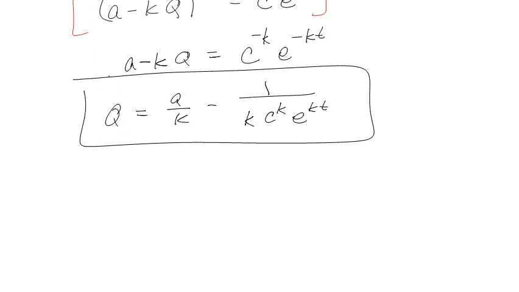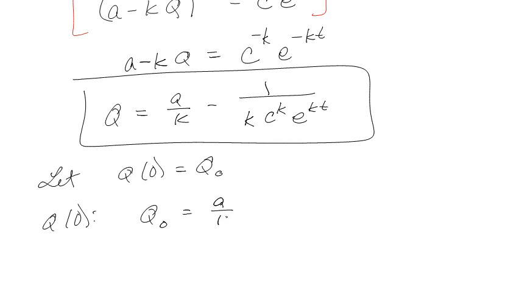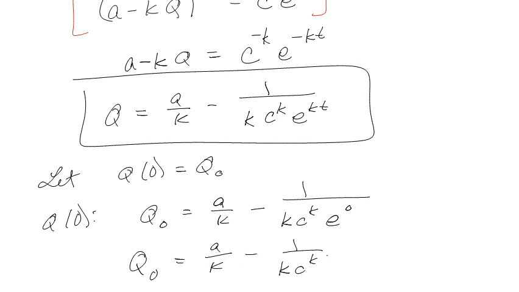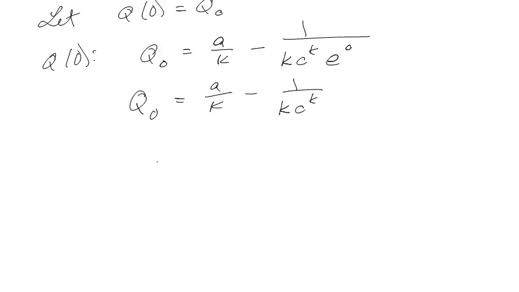So I've got this lovely little equation for Q. Now, again, we're going to come in here and say that at time equals 0, Q is equal to Q naught. So at time equals 0, Q is equal to Q naught, which is A over k minus 1 over k C to the k e to the 0. So Q naught equals A over k minus 1 over k C to the k. And I can mess around with that a little bit more, and I can solve that 1 over C to the k is equal to A minus Q naught k, just by multiplying everything through by k and then moving this stuff around, so hopefully you can get there.